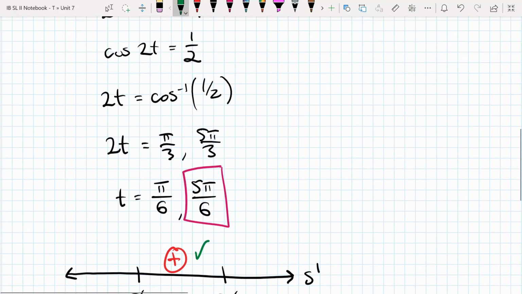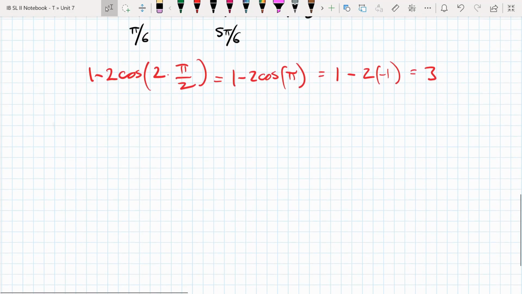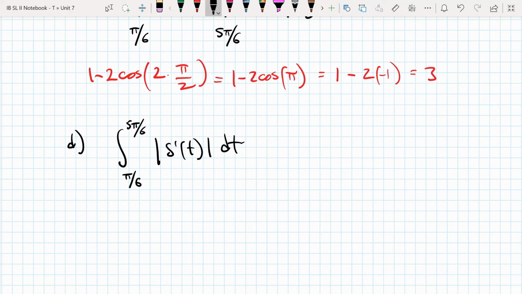Okay, let's wrap up this video by going through the last question, where we're going to identify the total distance traveled between these two values. So if we want the total distance traveled, we want the absolute value. So this is letter D. The distance is the integral from pi over 6 to 5 pi over 6 of the absolute value of the derivative of s. And what we're going to do here is evaluate this, and that will be the answer.